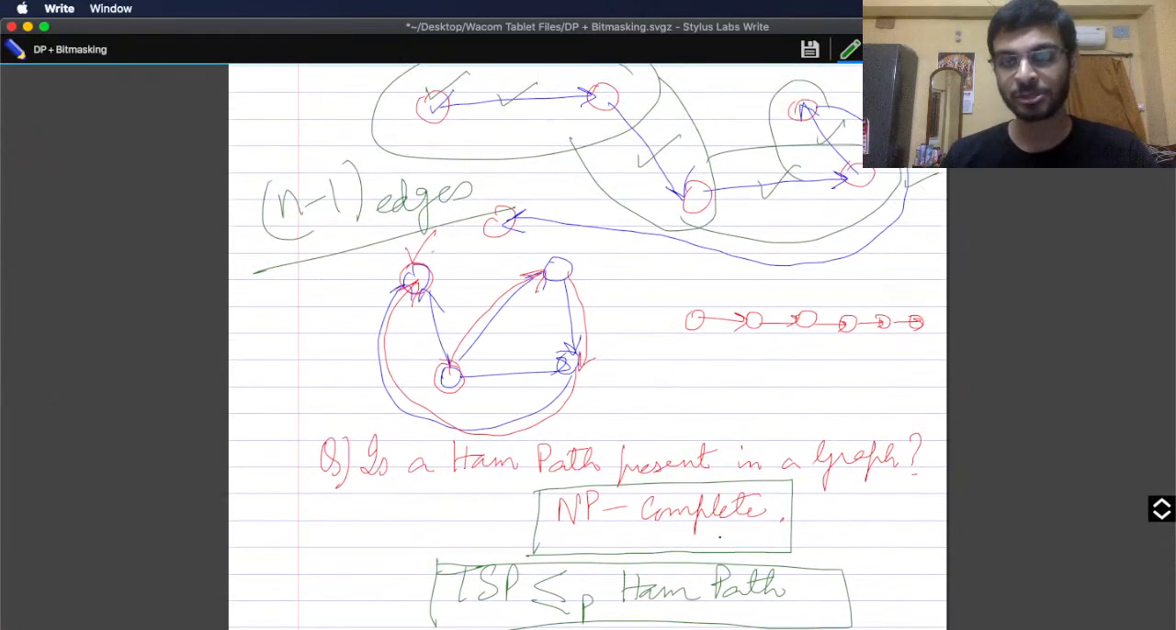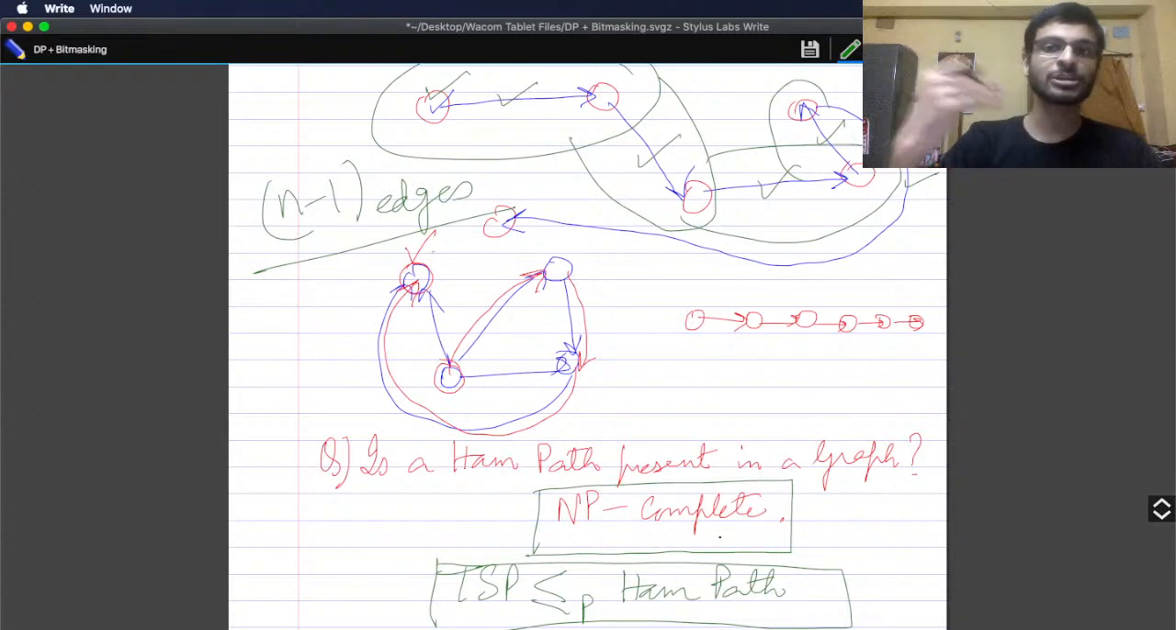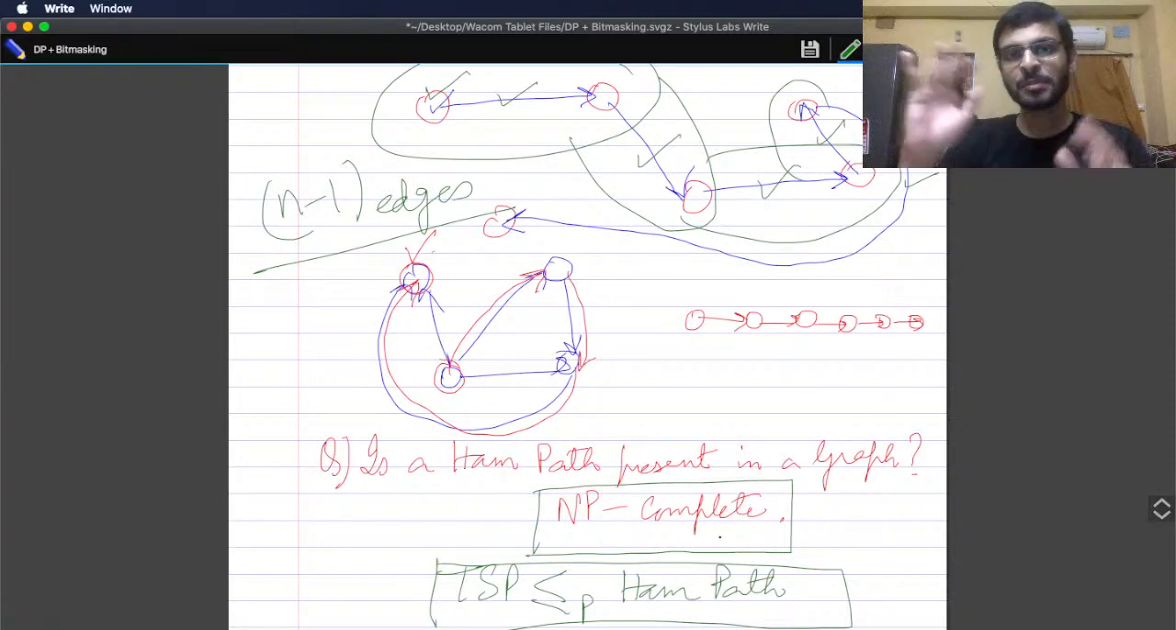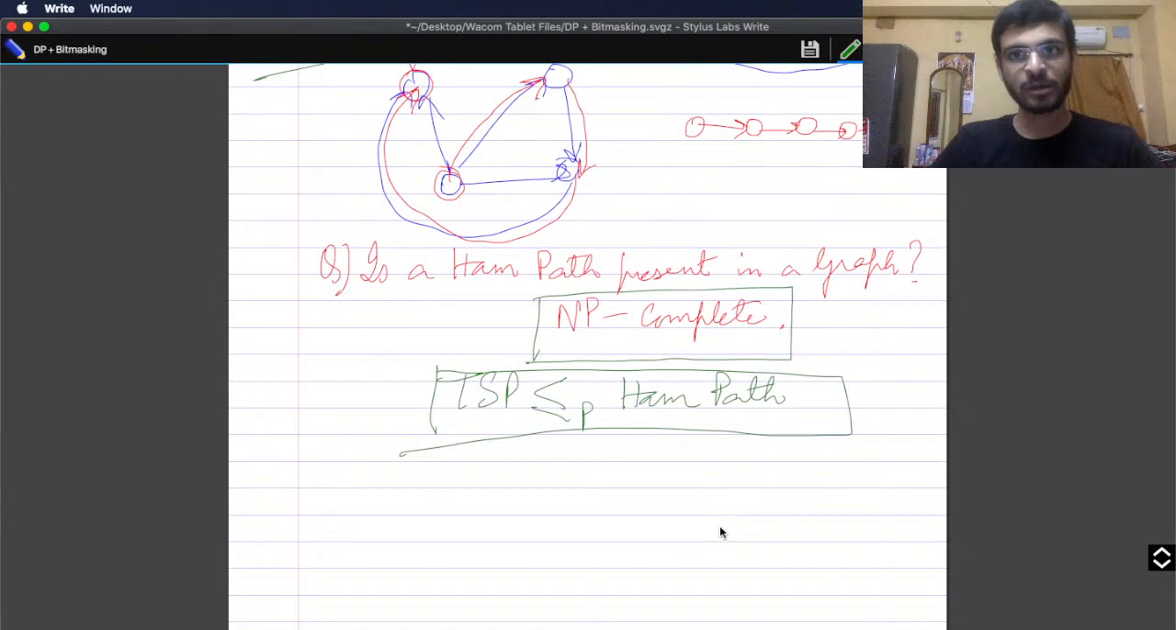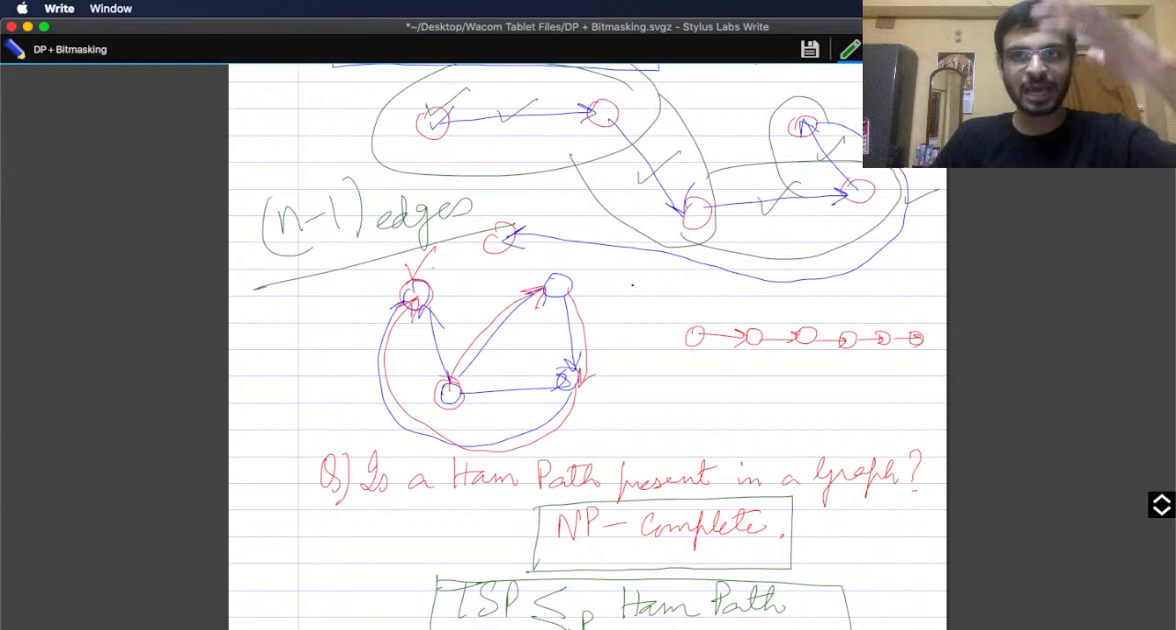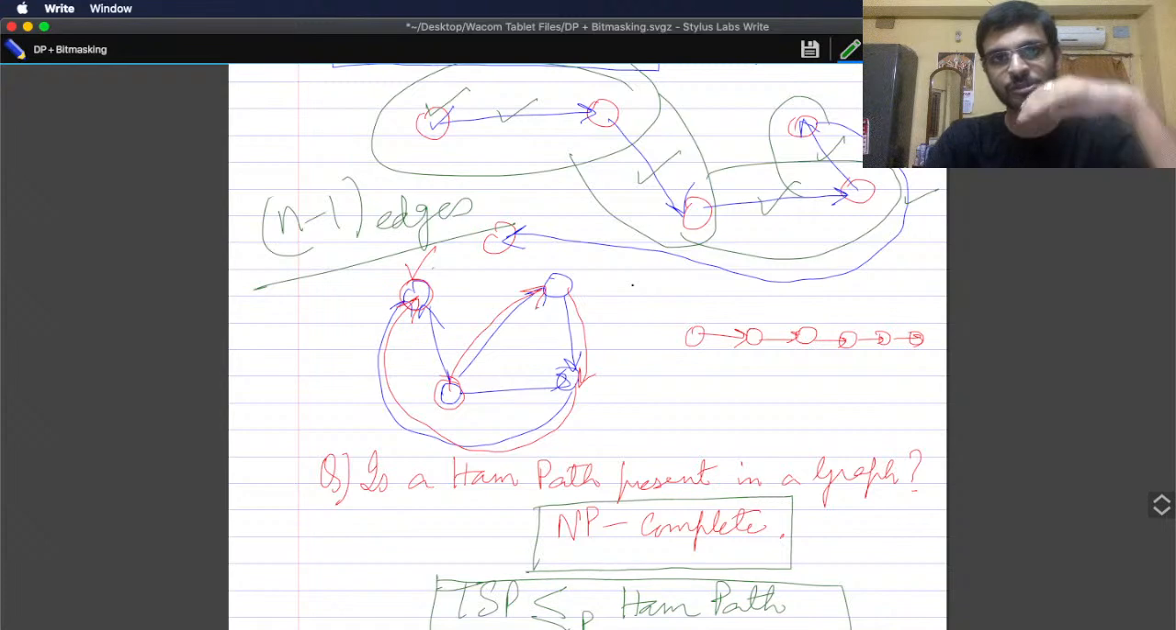That is, is a Hamiltonian path present? If it is present, it has to give me one Hamiltonian path. There may be multiple Hamiltonian paths present. Like in a complete graph, there are so many Hamiltonian paths. You can choose any direction. You can go anywhere, right?